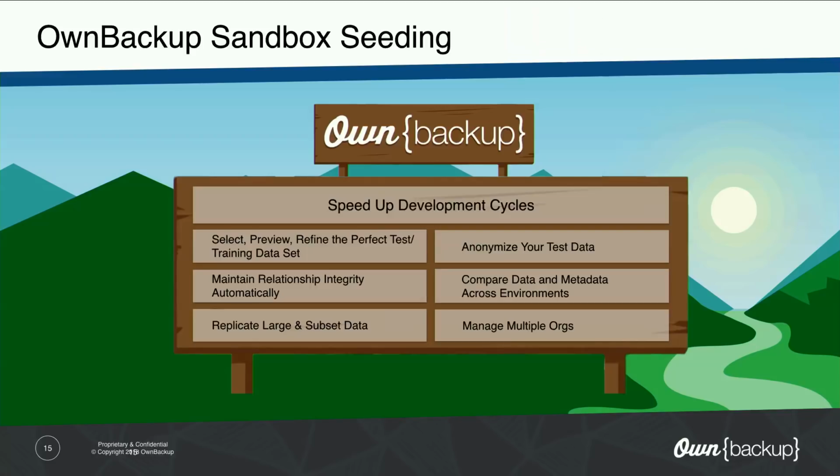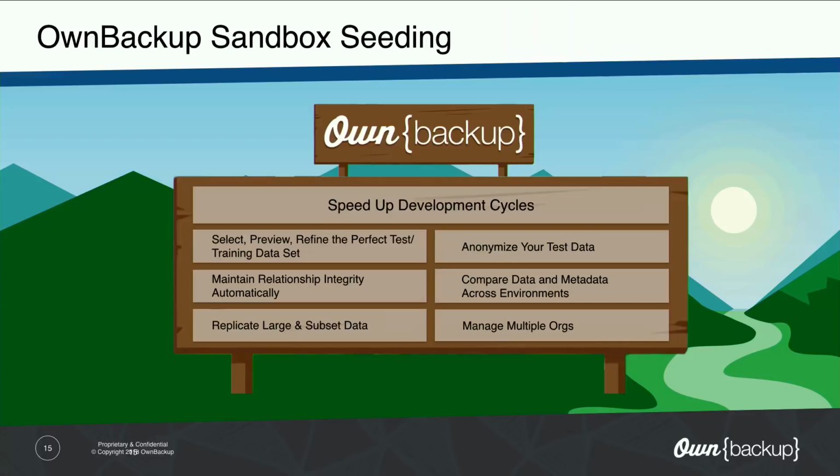So that's maintaining that relationship integrity automatically. You don't have to worry about selecting the child objects. They're going to come along with that selected parent. We can do both large and subset of data. So you can do 10 records if you want. You can do thousands of records if you want. It all depends on the capacity of that sandbox. So if you're working with a dev sandbox of 200 meg, you're going to have to keep that set pretty small. But if you have a Dev Pro, if you have a partial sandbox, you can populate that with more data.